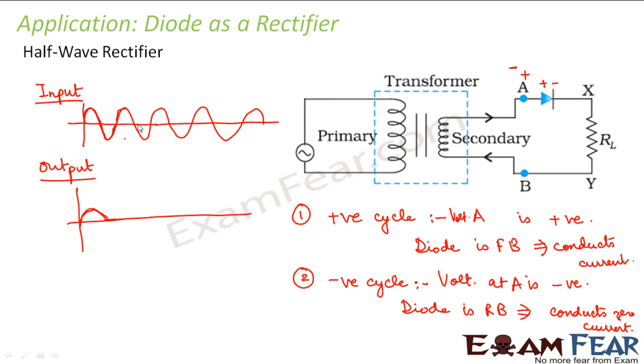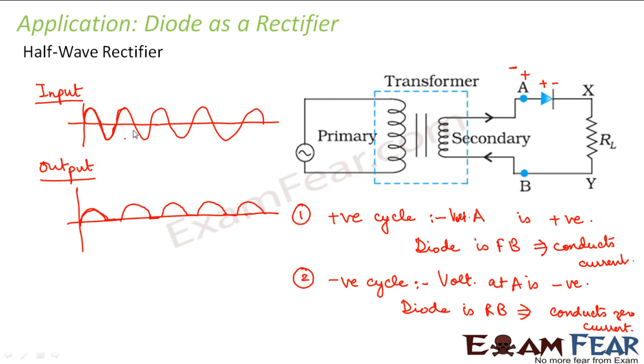Again, the positive cycle will come and the diode will again conduct. So it would be somewhat like this. Again negative cycle, nothing. Again positive cycle, it will conduct. Again negative cycle, nothing. This is how your output will look. From the output, you can see that it is unidirectional. That is the purpose of a rectifier. This unidirectional output is known as a rectified output. So if you compare the input signal and the output signal, what do you see?